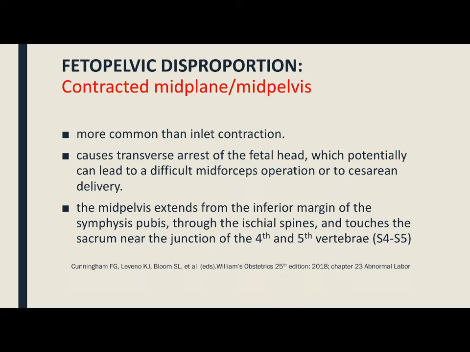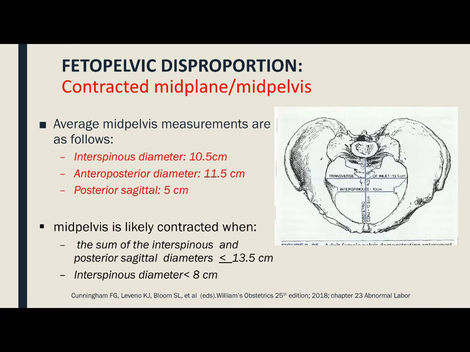The midpelvis extends from the inferior margin of the symphysis pubis through the ischial spines and touches the sacrum near the junction of the fourth and fifth vertebra. The average midpelvis measurements are as follows. We have the interspinous diameter, which is this line, about an average of 10.5 centimeters. The AP diameter, which is this line, averages about 11.5 centimeters. And the posterior sagittal diameter, which is this line here, is about 5 centimeters on average.